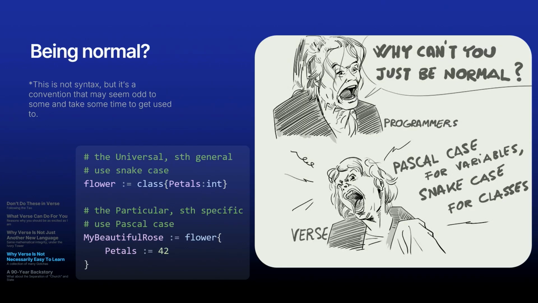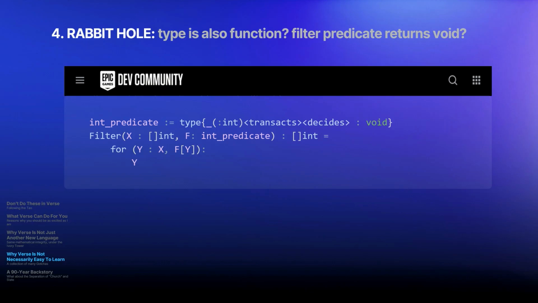Here's a funny one that I just want to throw out there. This is not syntax, just Verse convention. So you use snake case, lowercase with underscores, for classes and types, and Pascal case, upper camel case, for your variables and functions. While this convention may seem odd initially, it's minor compared to the rabbit holes you might stumble into as you explore Verse further.